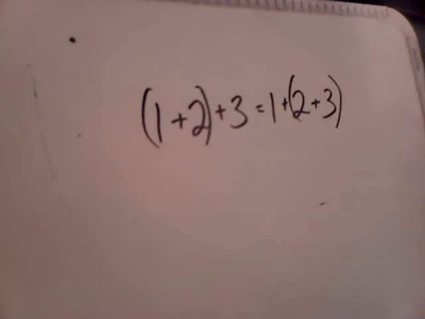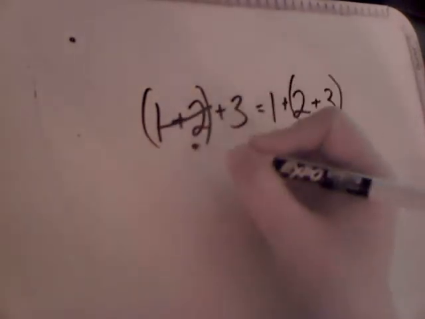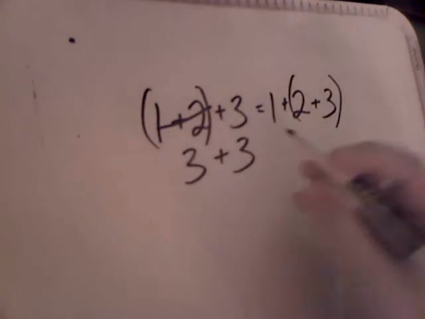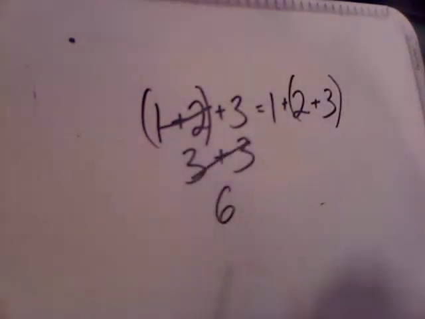And what the associative property tells us is that we can put the parentheses in the two different spots and still get the same answer. 1 plus 2 is 3. Drag down the plus 3. 3 plus 3 is 6.